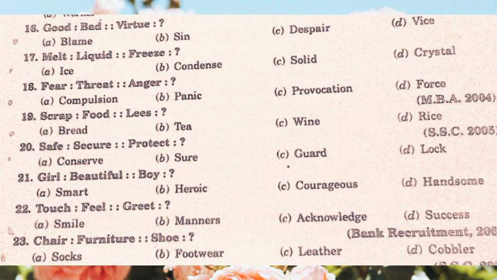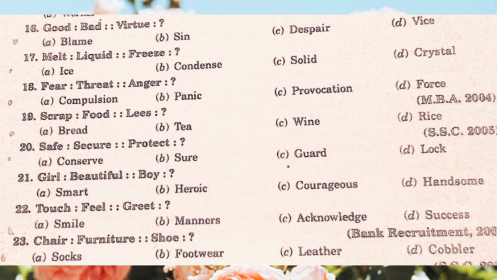For a girl, you can give an adjective, or you can give applause by saying beautiful. So beautiful is the adjective for a girl, and the adjective for a boy is handsome. Smart, heroic, and courageous are the characteristics a boy may have. Touch will give you the feel, and greet will give you the acknowledgement. This is an answer you should know.